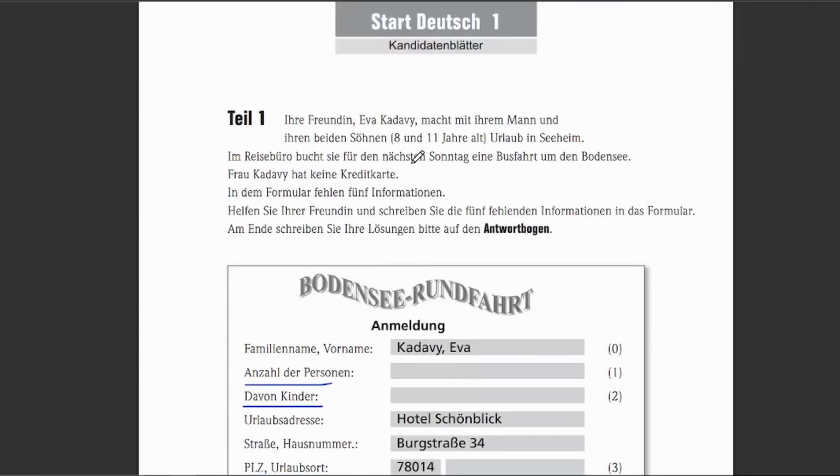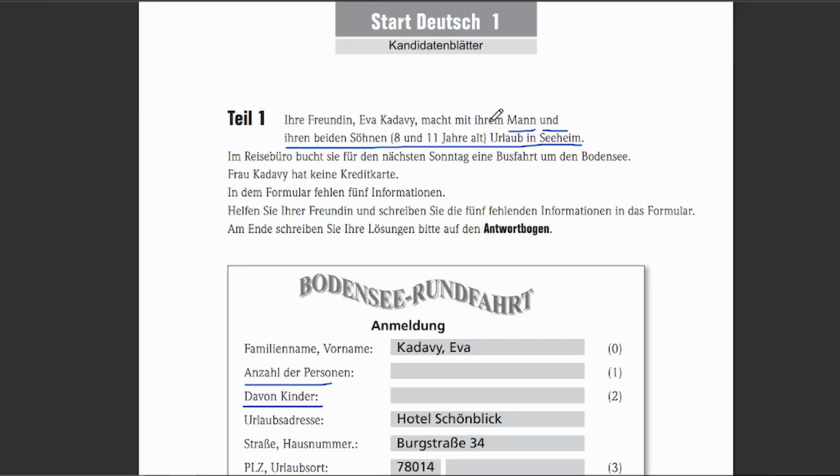So let's highlight as soon as we go through. Ihre Freundin Eva Kedavi macht mit ihrem Mann und ihren beiden Söhnen. Okay, so now we have got some information.